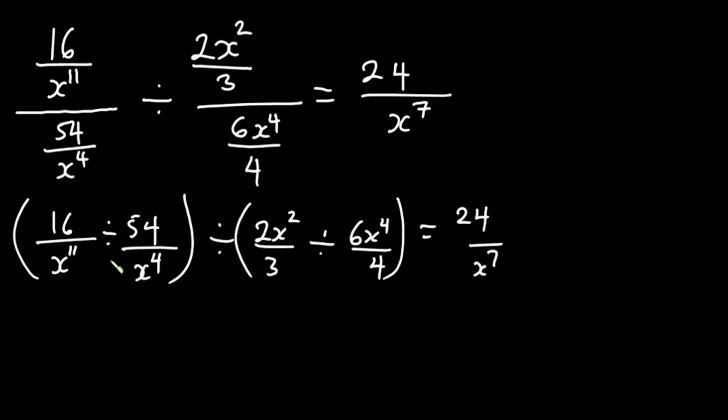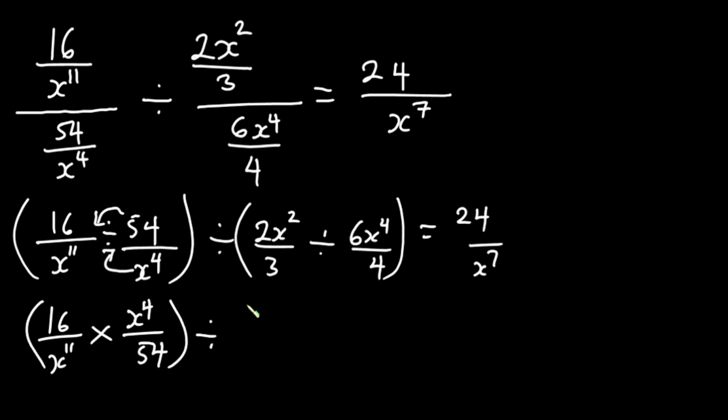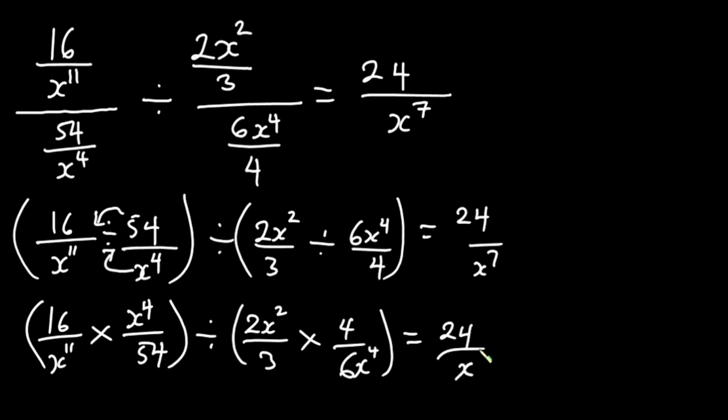Alright, so here we have 16 divided by x to the power 11. Now we will change this sign to multiplication, so we have times. In doing so, this one will go up, then this one will come down. So we have x to the power 4 on 54, all divided by, then we have 2x to the power 2 on 3 times, then we have 4 on 6x to the power 4, alright, and is equal to 24 on x to the power 7.